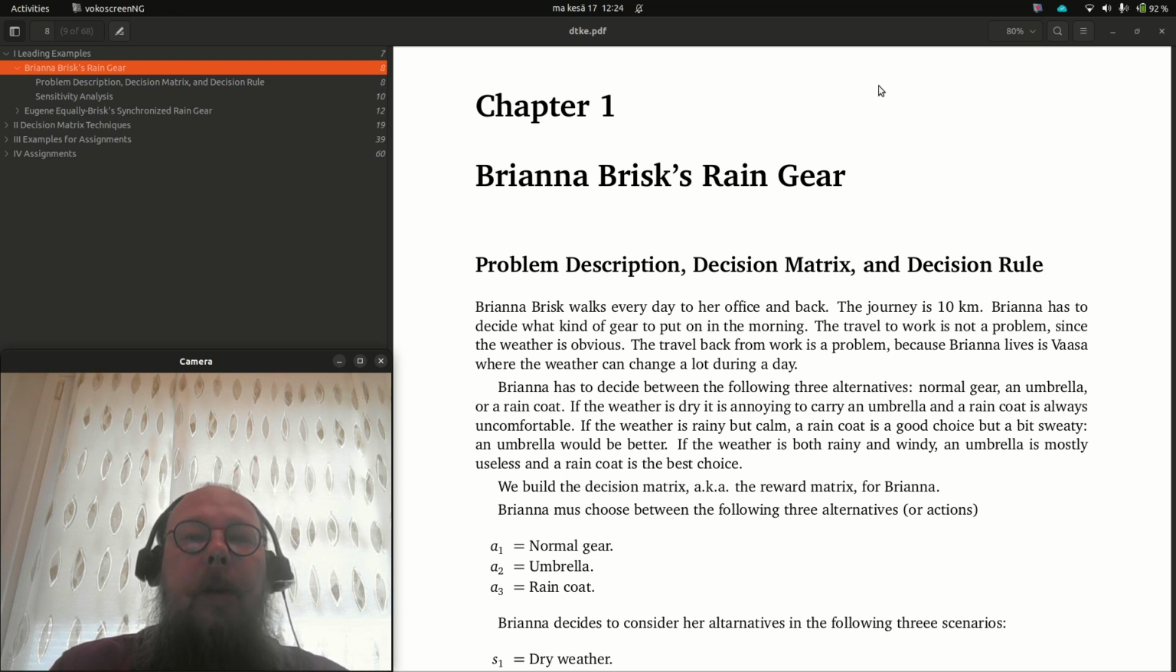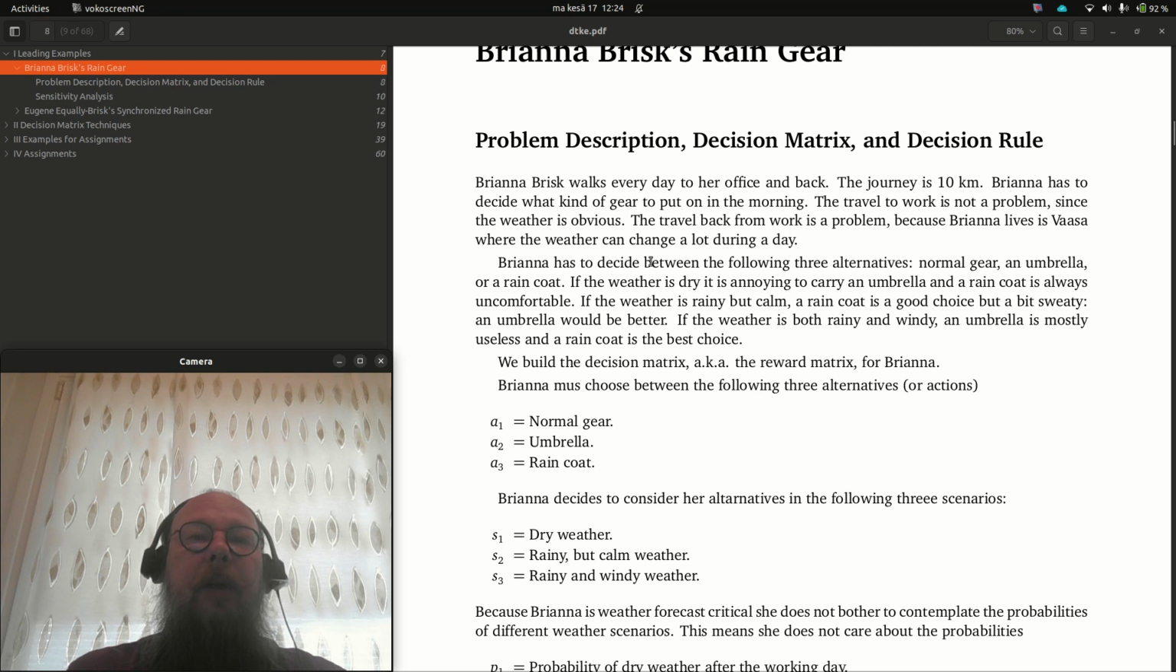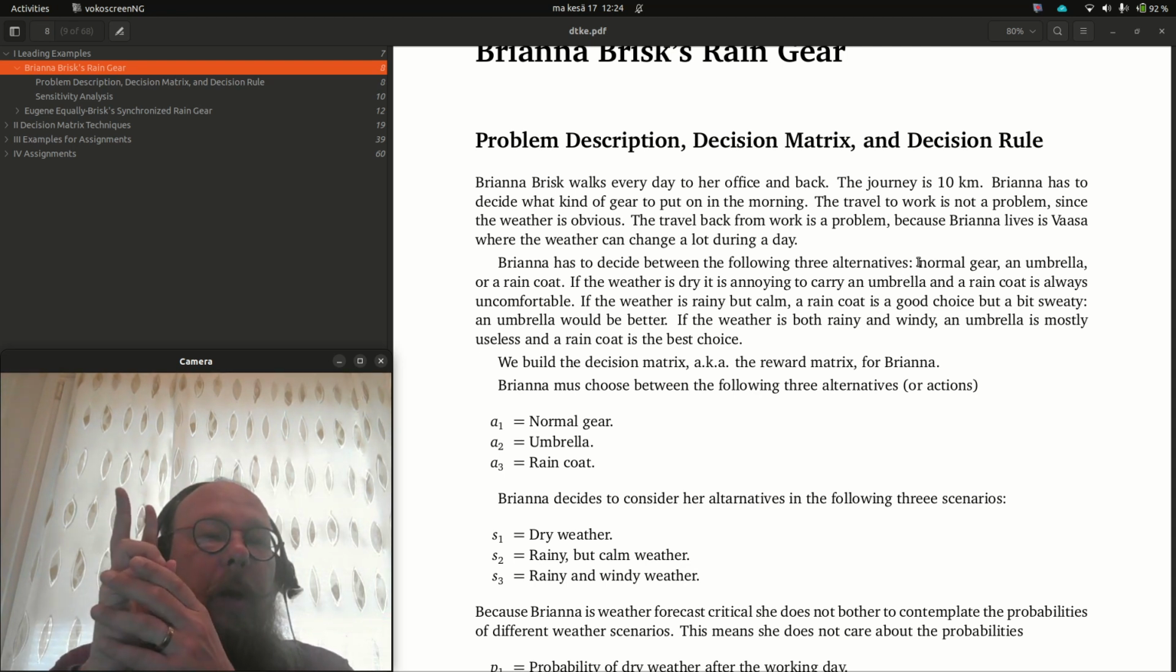And the problem in choosing the gear is that the weather is obvious when she walks to work, but in the afternoon when she travels back, the weather can be very different because Brianna lives in Vaasa, and probably everybody knows that in Vaasa the weather can change a lot during the day. So Brianna has to decide between three alternatives for what to wear: a normal gear, an umbrella, or a raincoat. So these are the three alternatives Brianna has.